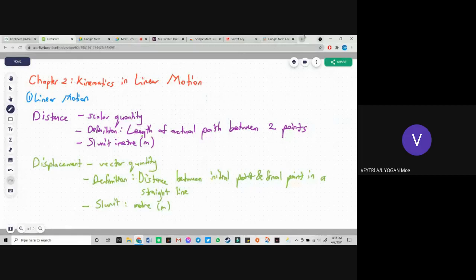Okay. For today, it's going to be chapter 2. It's called Kinematics in Linear Motion. Okay, it's basically all about moving an object moving in 1D, 2D, and 3D. That's what we're going to learn for today.